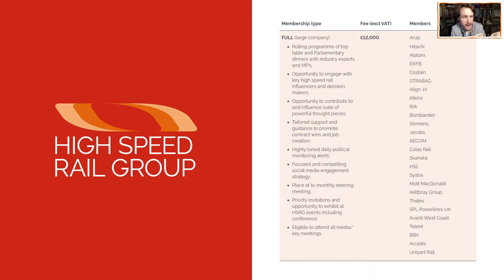Bombardier make trains. Siemens make trains. Jacobs design railways. Acom design railways. Colas build railways. Skanska build railways. HS1 runs High Speed 1. Systra designs railways. Mott designs railways. Keltbray builds railways. Thales does signalling. SPL Powerlines electrifies railways. Avanti operates trains and is the shadow operator for HS2. Telent builds stuff. BBV is another builder. Arcadis is my employer, a design consultancy. And Unipart Rail also provide maintenance for railways.